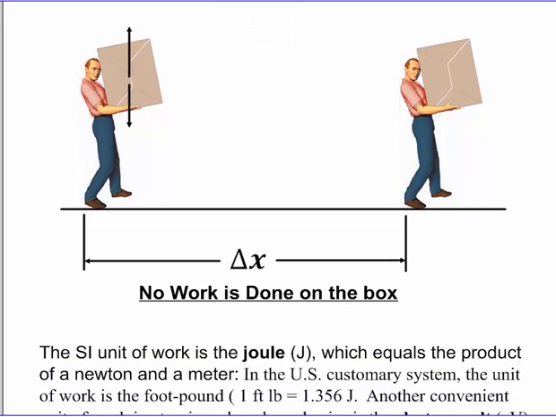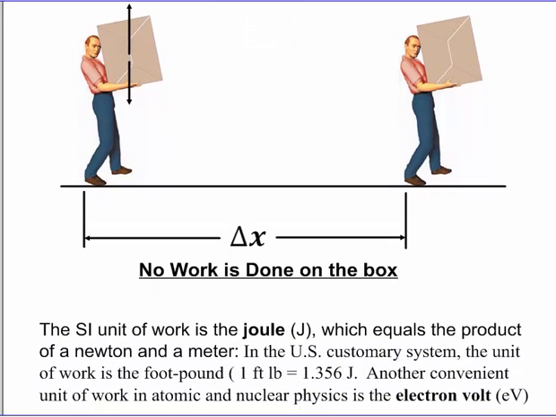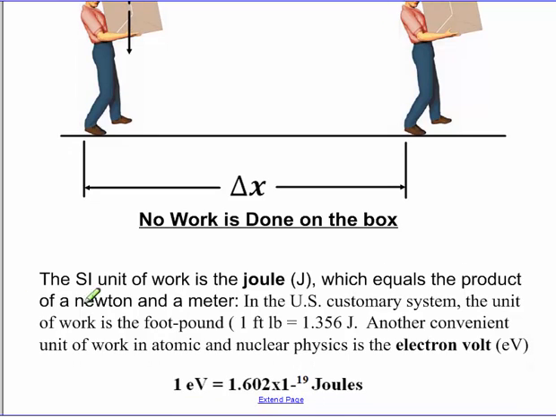Now the unit for work is going to be joules. And if you get into foot-pounds, then 1 foot-pound is going to equal 1.356 joules. The electron volt, you'll see that sometimes in some problems. 1 electron volt is going to equal 1.602 times 10 to the minus 19th joules. That is going to be the value if you come across a homework problem like that.